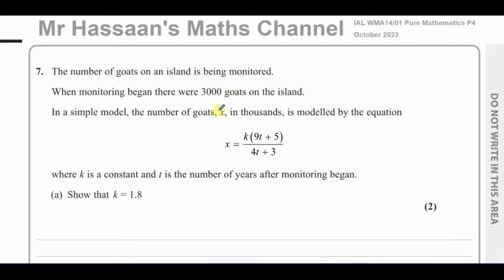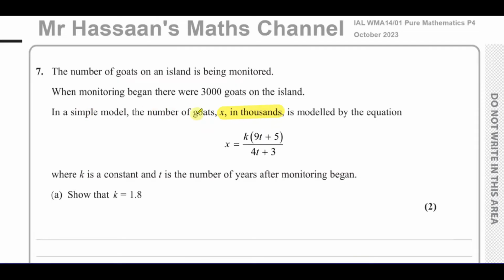In a simple model, the number of goats, x in thousands. Now that's really important here, and that throws off a lot of people. x is in thousands. So, for example, if x turns out to be 5, that means 5,000. So it's very important for you to realize that, especially in answering some of these questions. That's something for you to take into account straight away. A lot of people don't read the questions carefully, and they miss out on those things, and they'll lose marks.